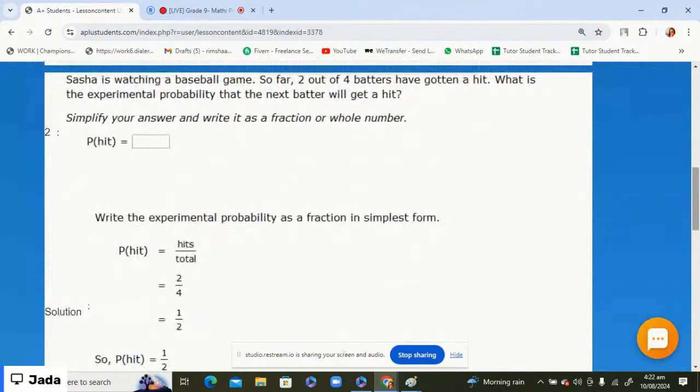Sasha is watching a baseball game. So far, 2 out of 4 batters have gotten a hit. What is the experimental probability that the next batter will get a hit? So how many hits? 2. And how many total batters? 4. So 2 by 4, and when you simplify, this becomes 1 by 2.